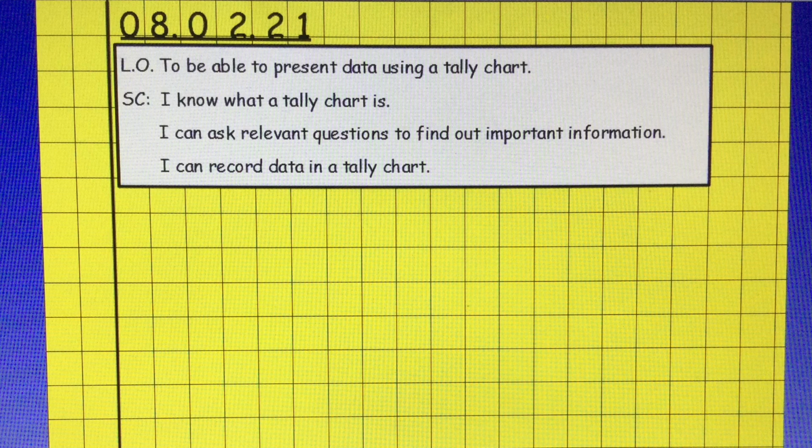Our learning objective today is to be able to present data using a tally chart. To be successful, we need to know what a tally chart is. We need to be able to ask relevant questions to find out important information, and we need to record data in a tally chart.